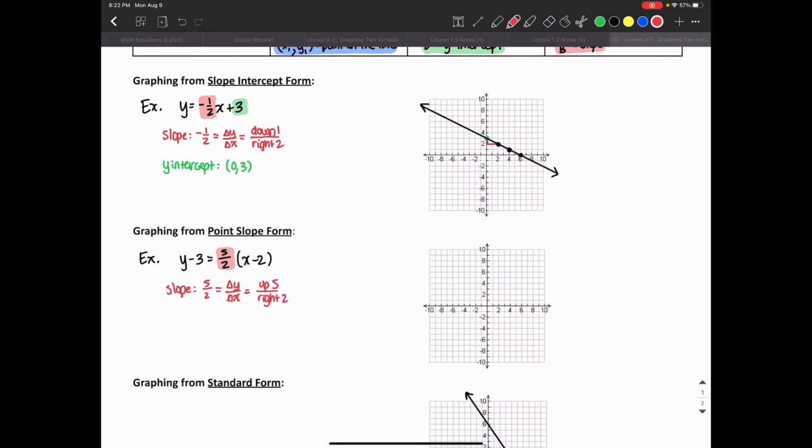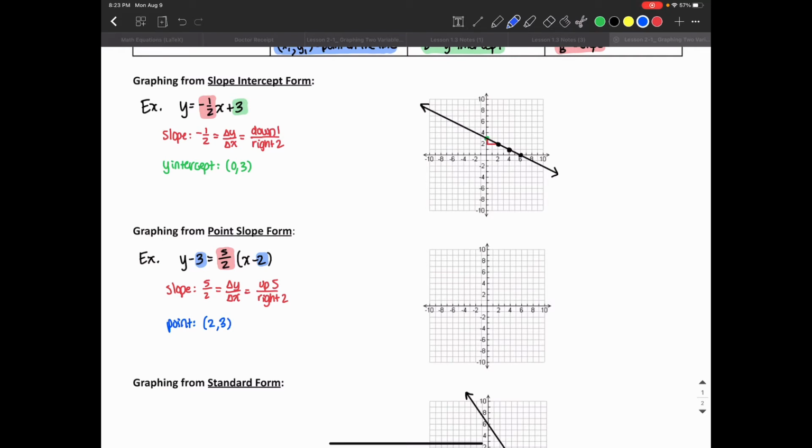I also know one of the points on my line. What's being subtracted from the y is my y coordinate, and what's being subtracted from the x inside the parentheses is my x coordinate of the point that I know on the line. So the point I know on the line is 2, 3. And so I'm going to plot that point first. I'm always going to plot the point first and then apply the slope.